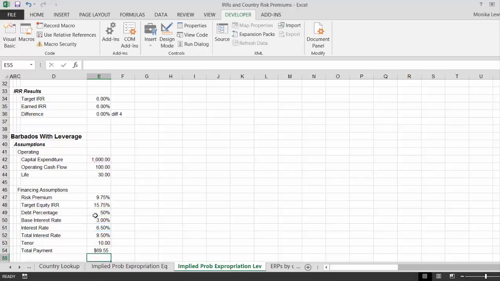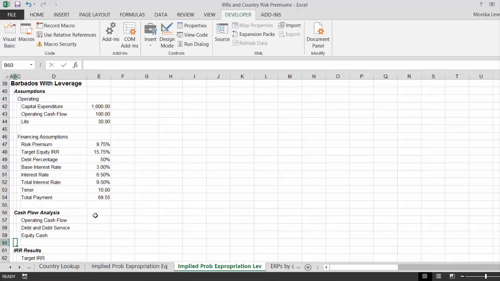Okay, so we're going to need some spinner buttons on the gearing. And what we're going to need is also another switch for this tenor. Okay.